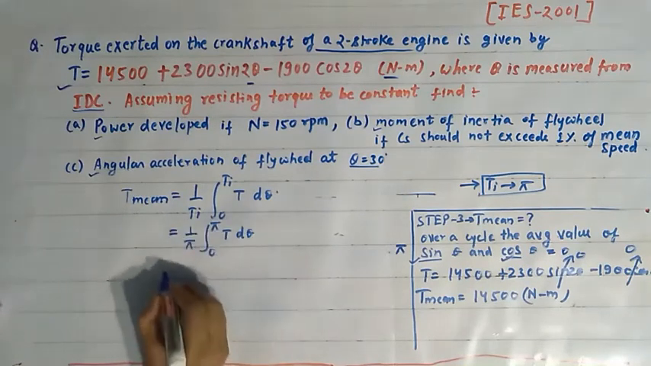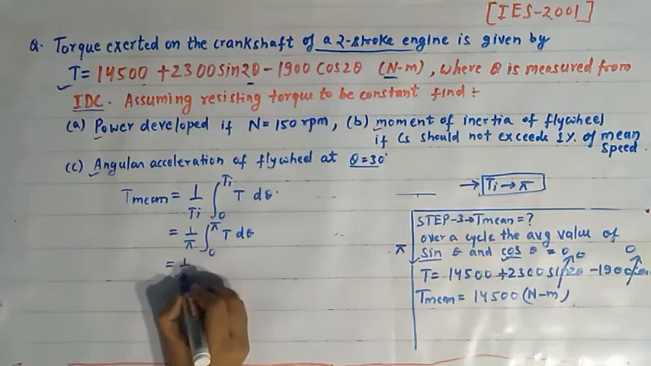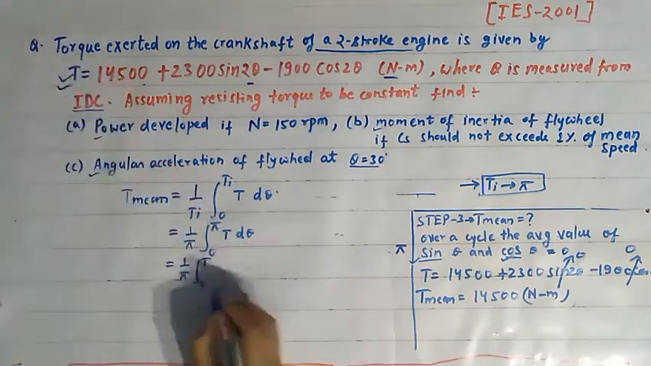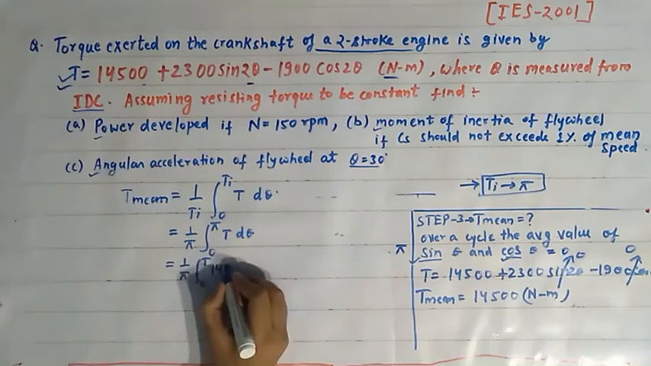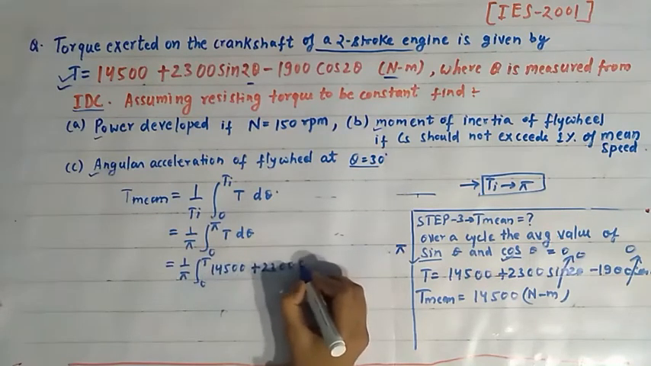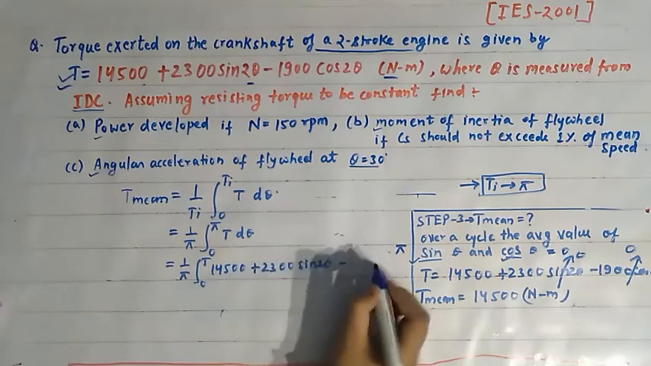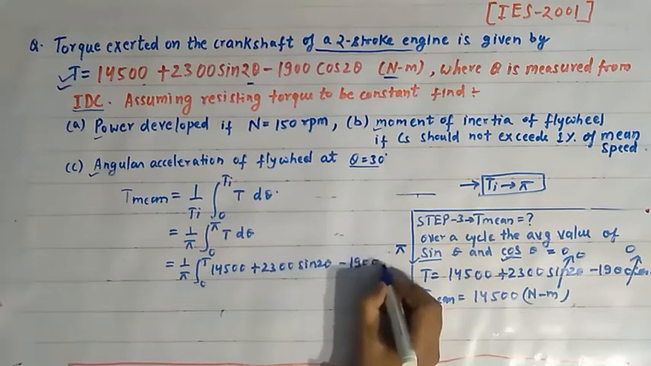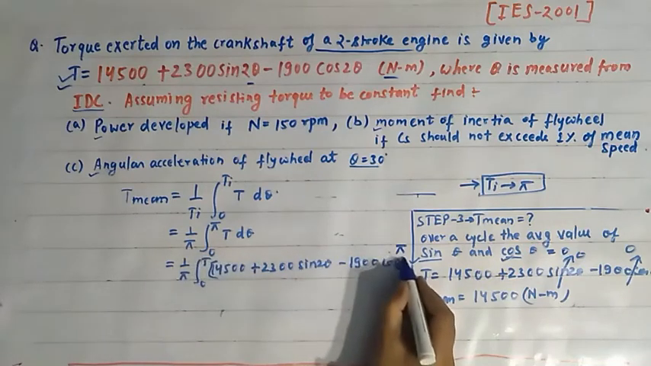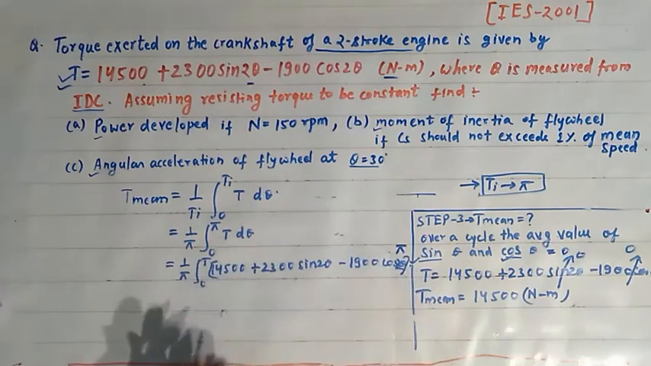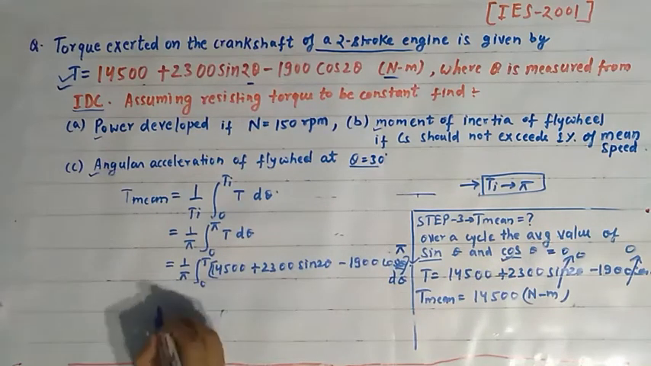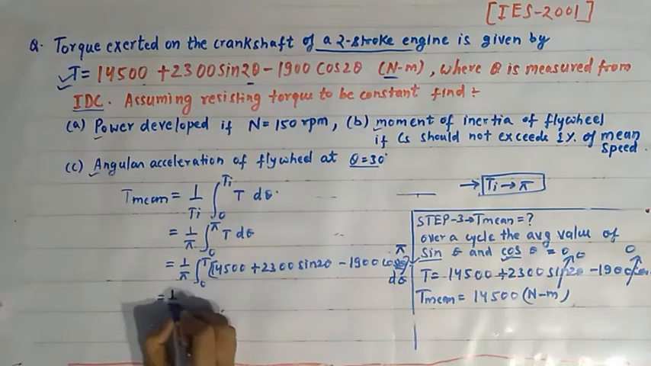Now when we integrate this expression after substituting the value of T here, the value of T is this. So I am putting 14500 plus 2300 sine 2 theta minus 1900 cos 2 theta. Now friends, when we integrate this expression with respect to d theta, then what will we get?